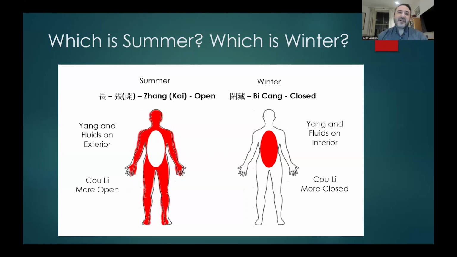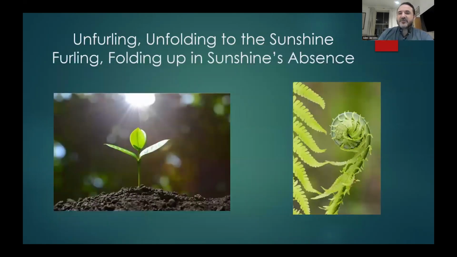And if we think about a blossoming flower that comes out in the spring and the summer, that manifests and that's appearing, but then it's hidden in the winter. The potential is there, but it's hidden. So there's this idea of hiding and manifesting, which is relating to that flow of cold and dark to hot and light. So there you go. There's also this idea of furling and unfolding: furling, folding up in sunshine's absence, and unfolding to the sunshine. So this is something that is happening in our bodies as well. Nature is hardwired into us.